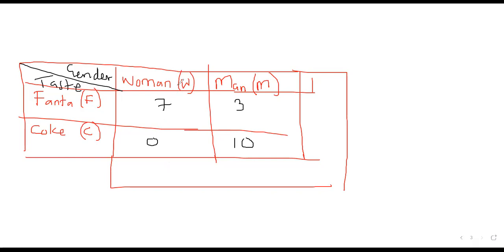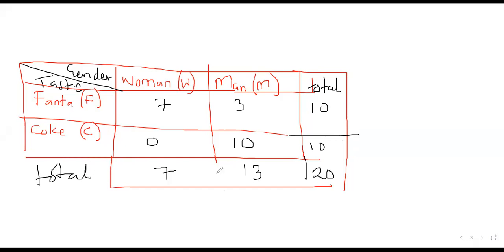So get the totals. For the women, what is the total? 7. For the men, what's the total? 13. Fanta, the total 10. The total for Coke, it is 10. Then we can get the total of totals here, which is 20. So first thing you need to do, if you're not given the totals, tabulate the totals on your own.